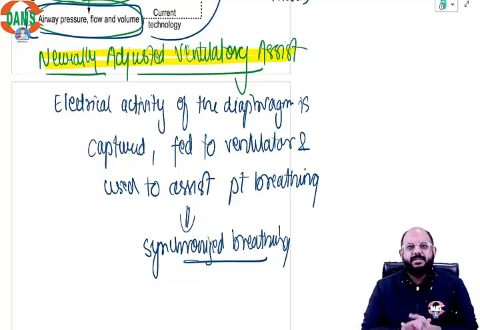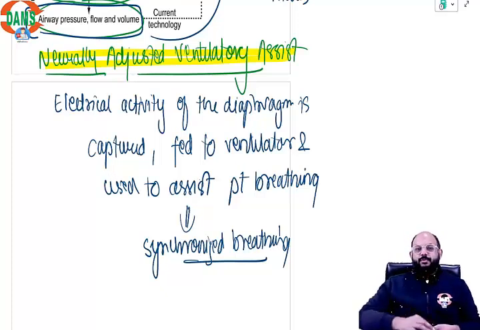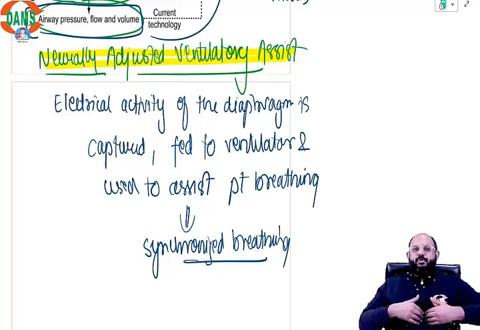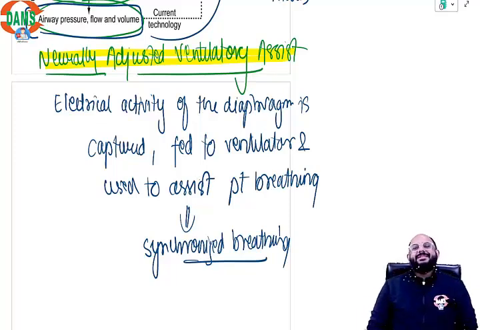Normally what we do is we put a NAVA probe in the esophagus, and that esophagus is near the diaphragm, lower end of esophagus, so it will sense the diaphragmatic electrical activity, and accordingly that probe goes into the ventilator to adjust. Again, it is not used very commonly, but yes, it is one of the newer modes of ventilation.